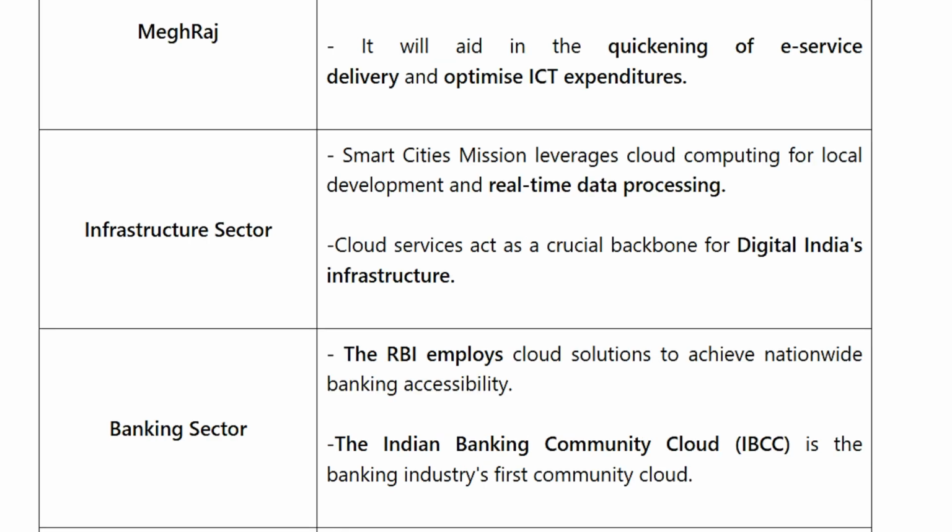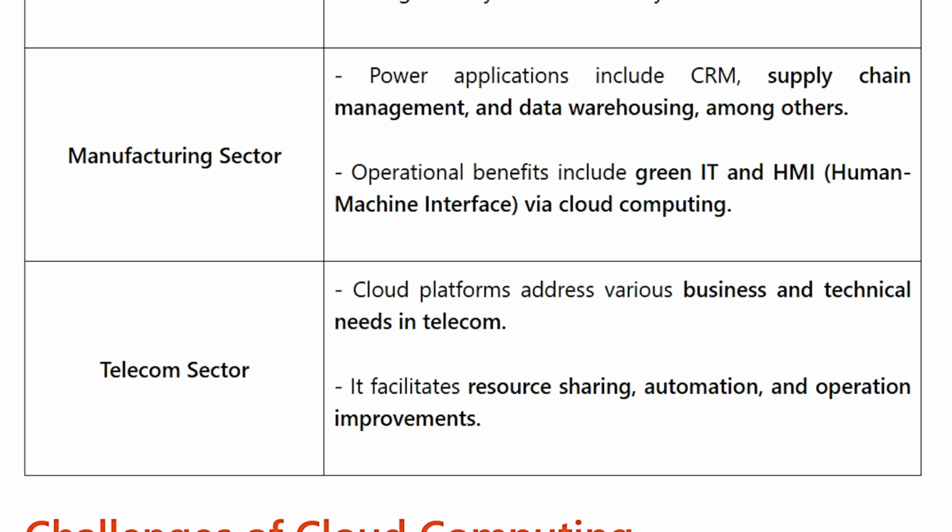Banking sector. The RBI employs cloud solutions to achieve nationwide banking accessibility. The Indian Banking Community Cloud, IBCC, is the banking industry's first community cloud. Manufacturing sector. Power applications include CRM, supply chain management, and data warehousing, among others. Operational benefits include green IT and HMI, human-machine interface, via cloud computing. Telecom sector. Cloud platforms address various business and technical needs in telecom. It facilitates resource sharing, automation, and operation improvements.